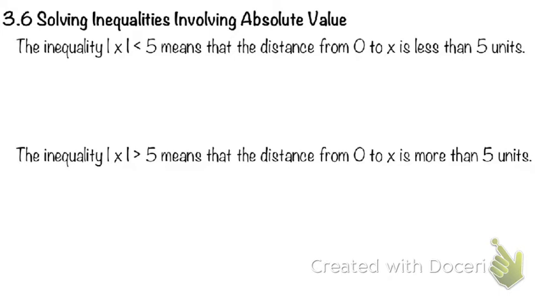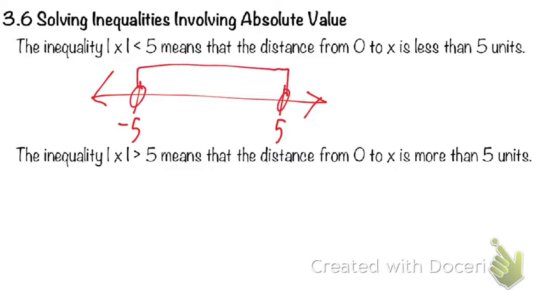Okay? So for our solution set, we'd end up having negative 5 and 5 with open circles. And it could be anywhere between those two, right? It could be anywhere between negative 5 and 5. Our x value could be anywhere between those two, because anywhere between those two is going to be less than 5 units away from 0.